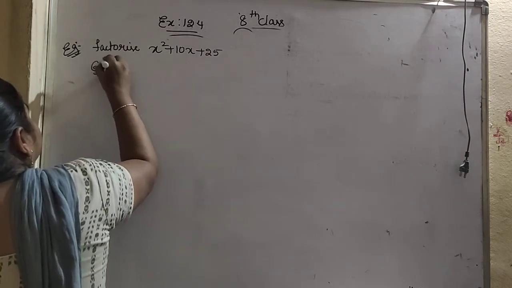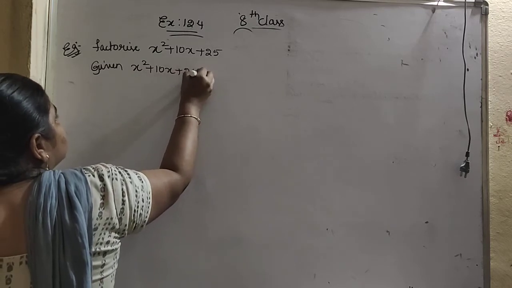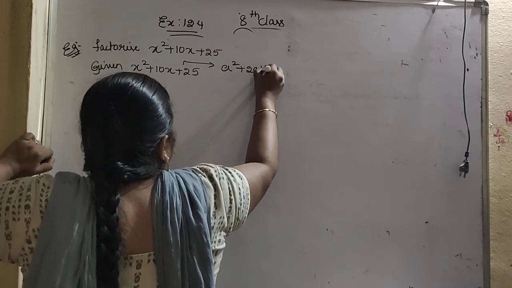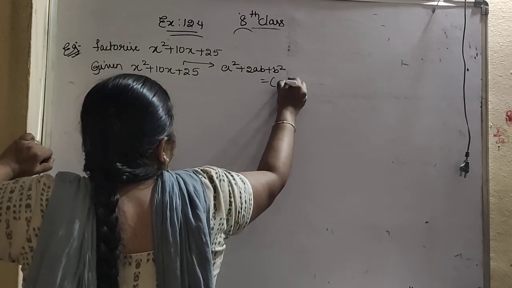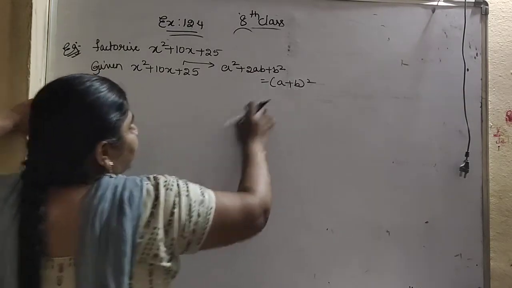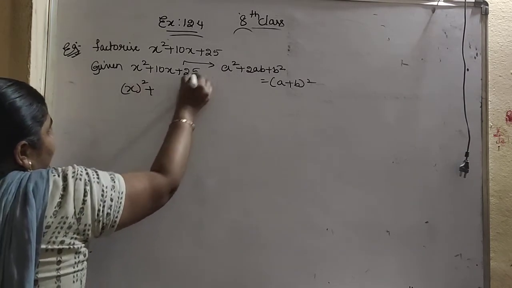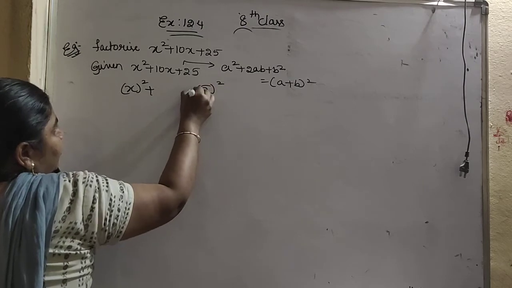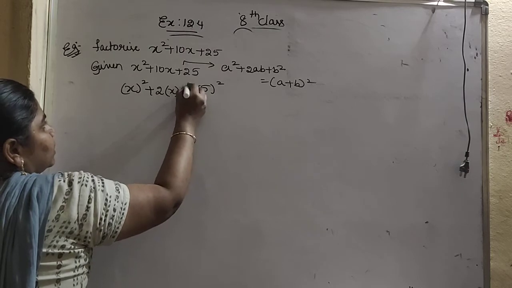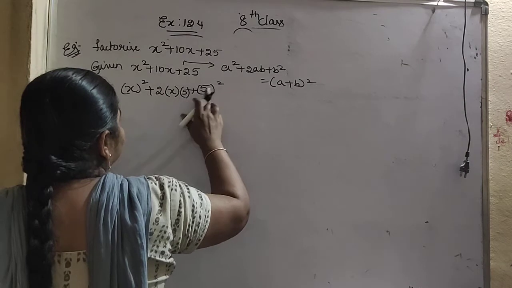So given x square plus 10x plus 25. Which identity can we apply? This is in the form of a square plus 2ab plus b square, that is a plus b whole square. So we have to convert this into that form. Here x square can be written as x whole square, 25 can be written as 5 square, and 2ab means 2, a constant value, times x and b value is 5. So now it has been converted to a square plus 2ab plus b square.